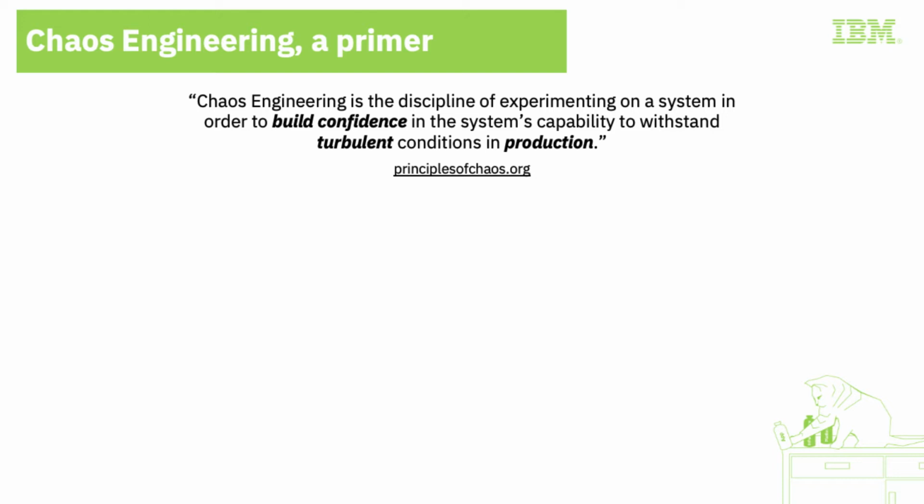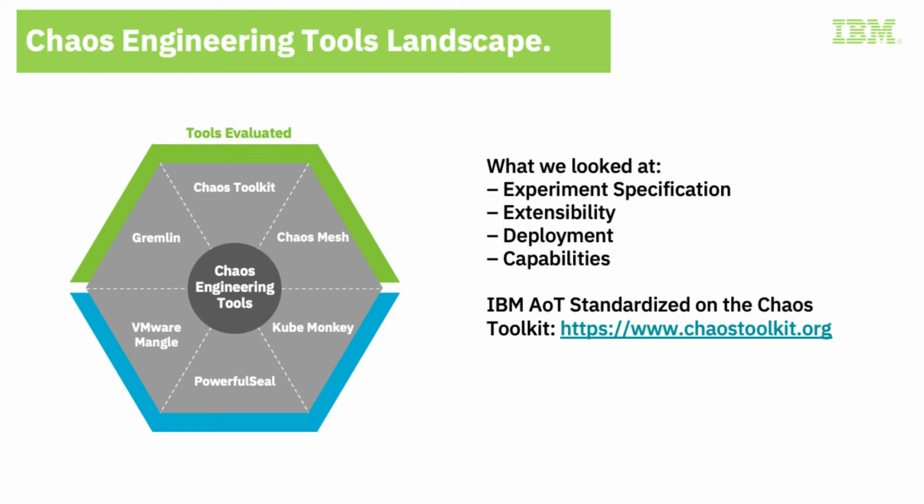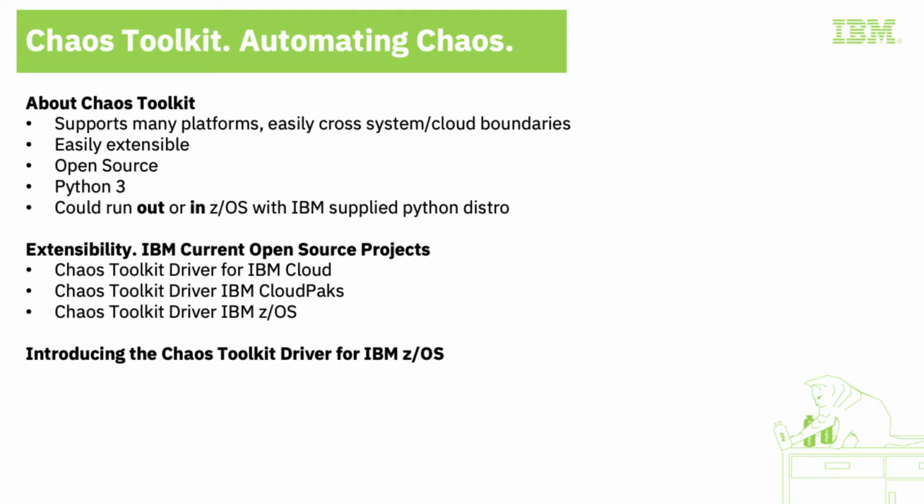The Chaos Toolkit is an orchestration platform for doing testing of distributed systems. It has the advantage of being inherently cross-platform as long as extensions for that platform exist. There wasn't one for z/OS, so I decided to see how hard it would be to write one.